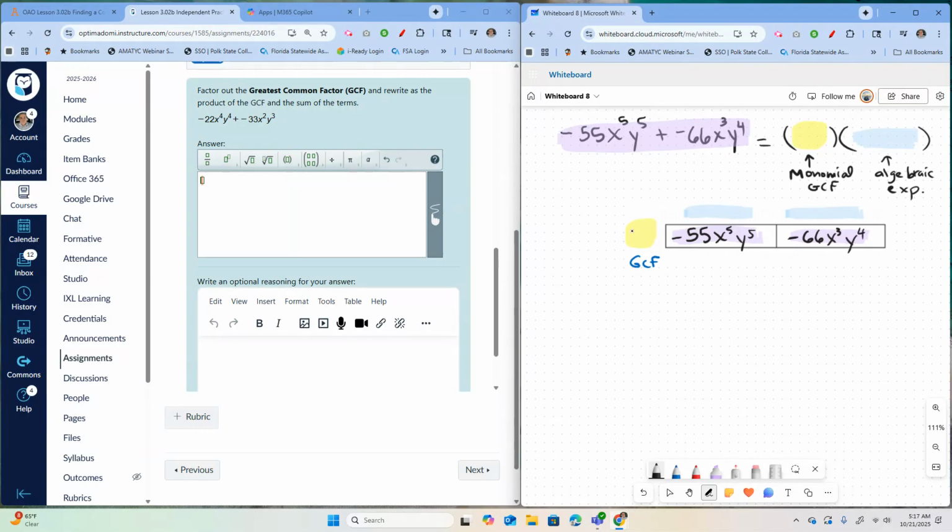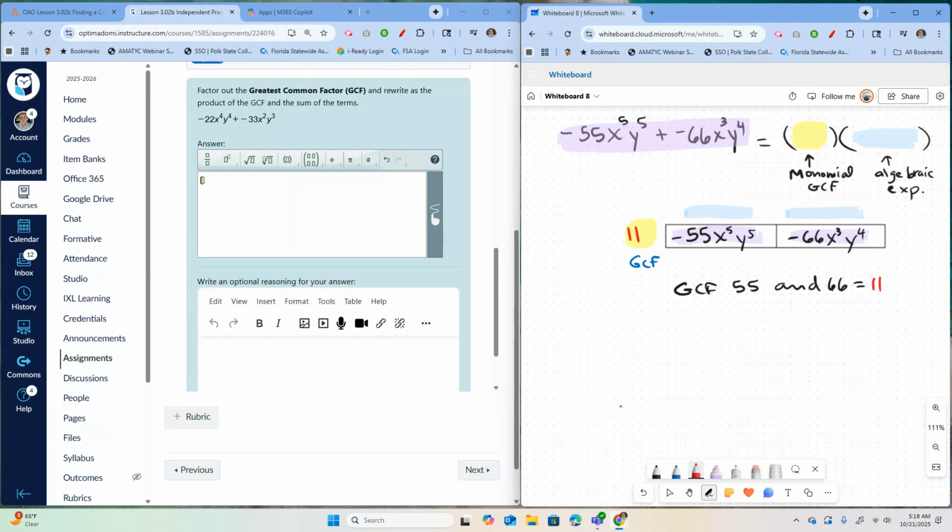Now I'm going to find the GCF, which is the yellow section here. How do I do that? I'm going to do the GCF of the numbers 55 and 66. Now I'm going to start doing the GCF of numbers mentally. I'm not going to write down all the factors because that's time consuming. Using your times table, the largest number that you can multiply that will give you 55 and 66 is 11. And that's the number that goes here.